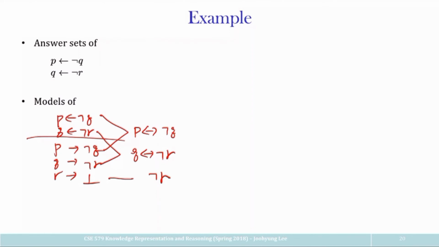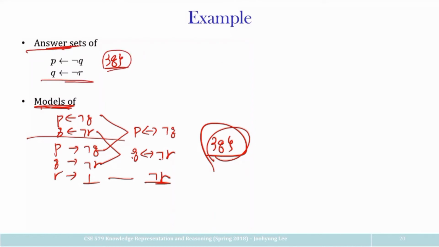Alright, so what are the models here? R, can it be true? No. If R is false, then Q must be? True. If Q is true, then P must be? False. So how many models are there? One. And what is that model? Q. This is the only one. And of course, you can check with respect to the reduct way. Okay? Are we together? So here we talk about the models, which is the same as the stable models or answer sets of the original program. Okay? Good.